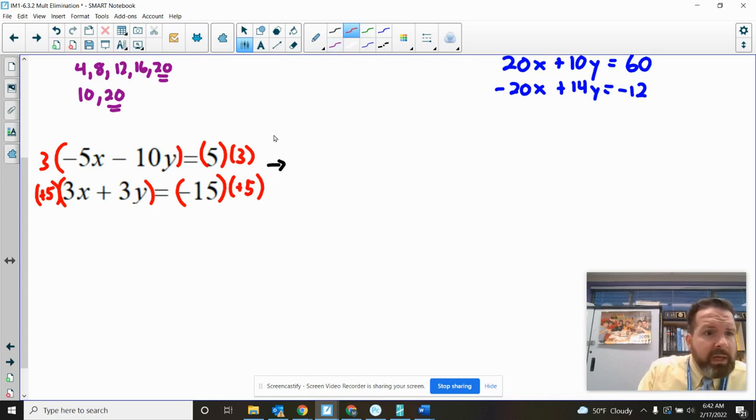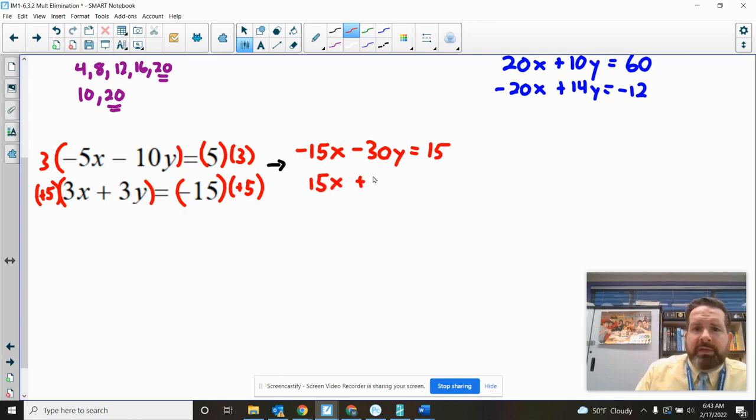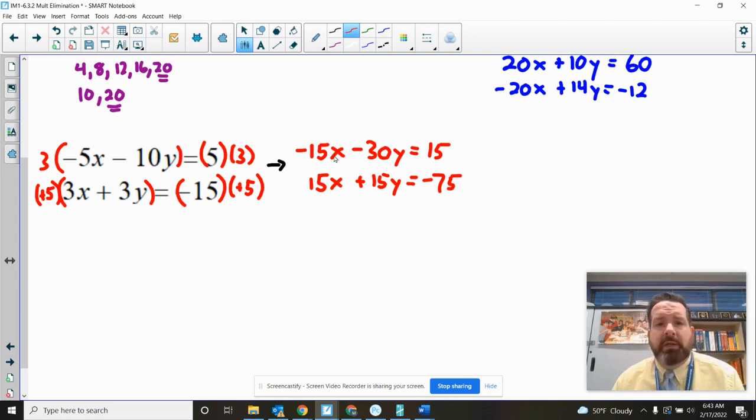All right, here we go. 3 times negative 5 is negative 15x. 3 times negative 10, negative 30y equals 15. And then down here, positive 15x. Okay, there's my set of opposites. Plus 15y equals, the negative 15 times 5 is negative 75. Again, we're not going to finish the system this time, but once you have that set of opposites, you're ready to add your equations and go.